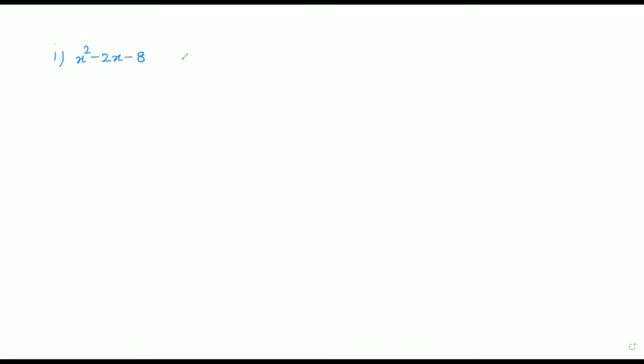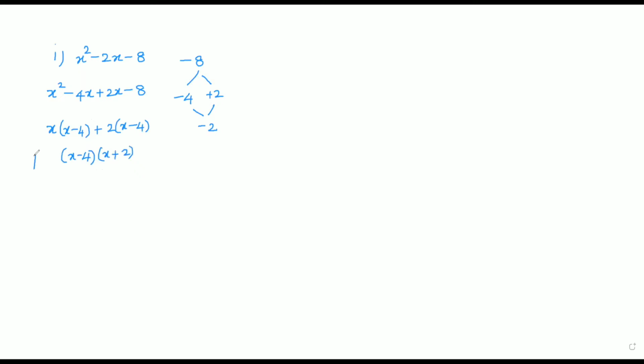Let us factorize this. So minus 8, if you factorize, it will come minus 4 plus 2. When you multiply, minus 4 into 2 will give minus 8, and when you add, you get minus 2. So you will write it as x square minus 4x plus 2x minus 8. Take x commonly out, you get x minus 4. And here take 2 commonly out, you get x minus 4. Now take x minus 4 commonly out, you get x plus 2.